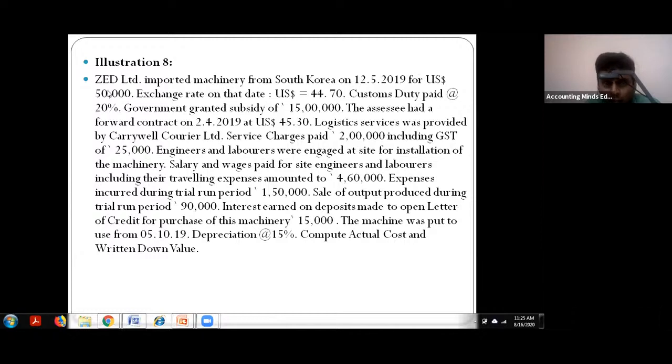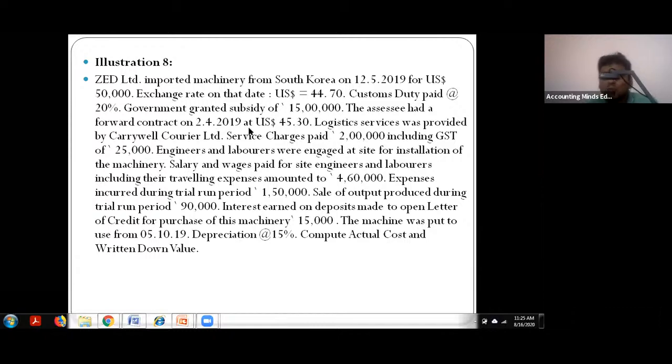50,000 US dollars. Depreciation in India must be claimed in rupees. So the value of the asset must be considered in rupees. So how much will be taken as rupees? You can't consider 44.70 because there is a forward contract.